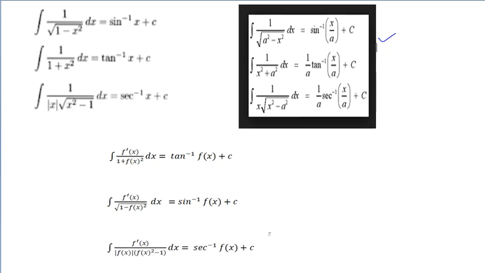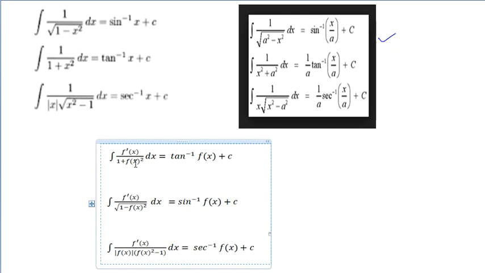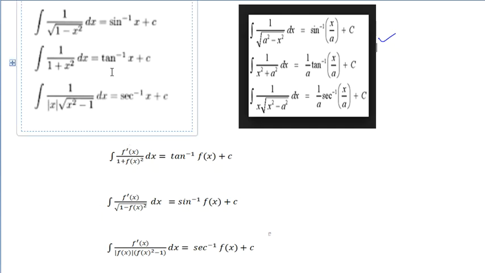Now the third thing that you would see in inverse trig functions could sometimes be actually pretty confusing if you don't know how to solve this. So instead of, look at this tan inverse x, it's 1 over 1 plus x square.